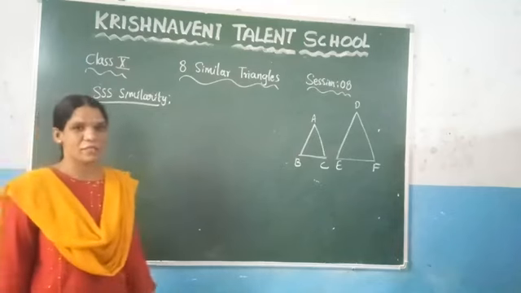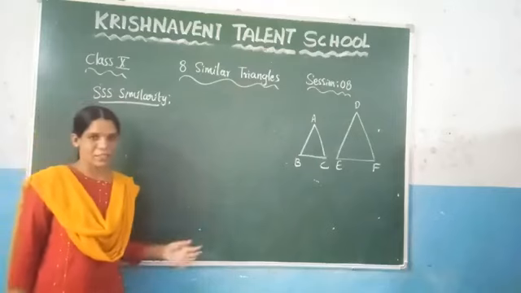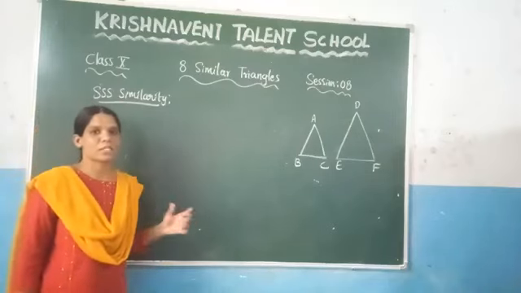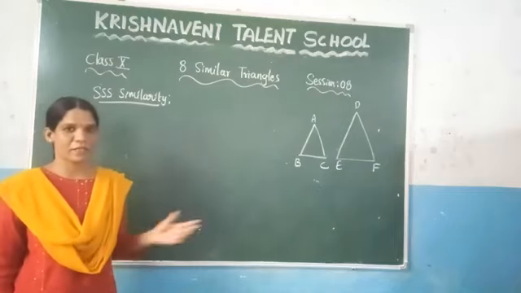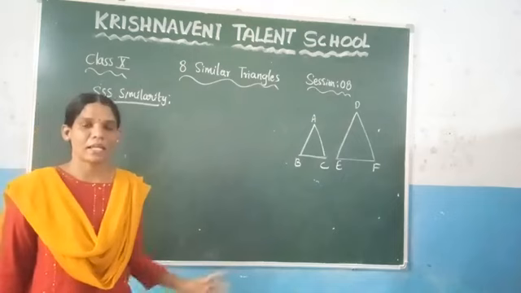In the last session, we discussed triangle similarity. The theorem states that if the corresponding angles are equal, then the corresponding sides are proportional. Then we can say that those two triangles are similar. That is the statement of AA similarity.